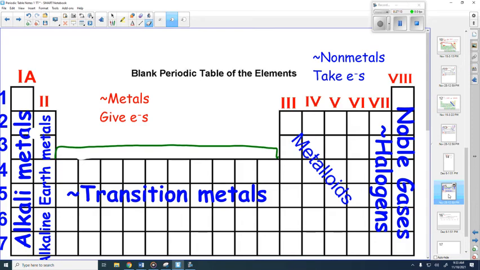I could also ask you, like, what is the period 4 halogen? Period 4 is this fourth row right here, so it's going to be this halogen. That would be what? Bromine. Yep, that's going to be bromine.